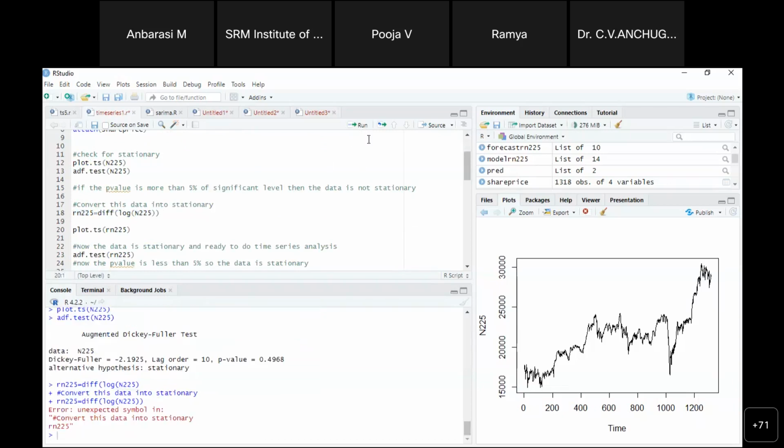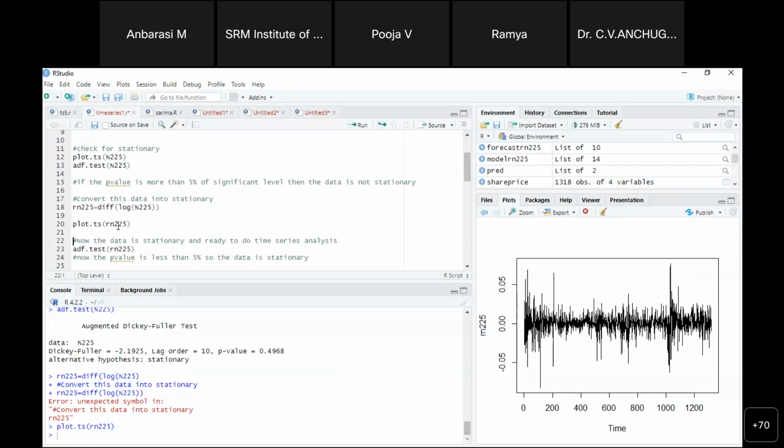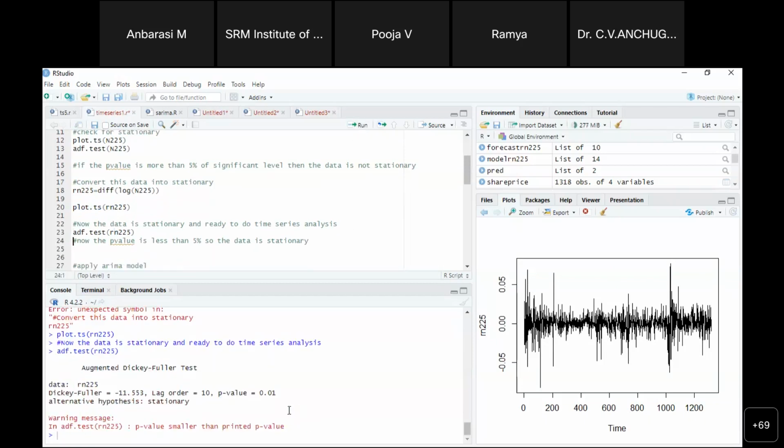So once you have done this, we can plot the data. When you plot this data, you see there is no uptrend, no downtrend. When you observe the entire series, the mean and variance values will be the same. Now if you calculate the ADF function, you will see the p-value will be 0.01. After converting it into stationary, you get the p-value as 0.01.